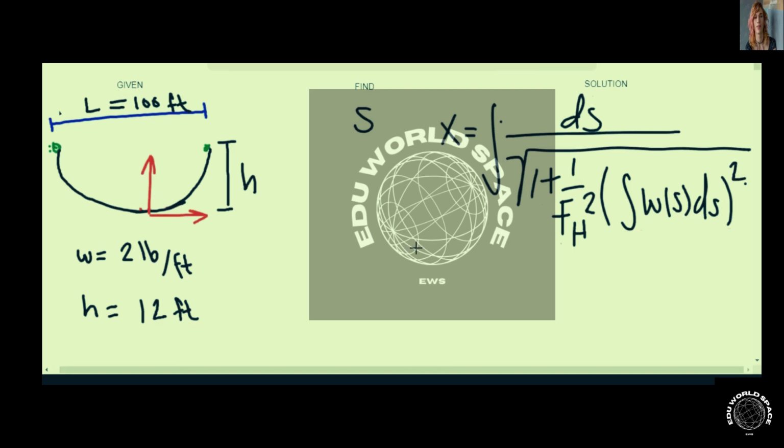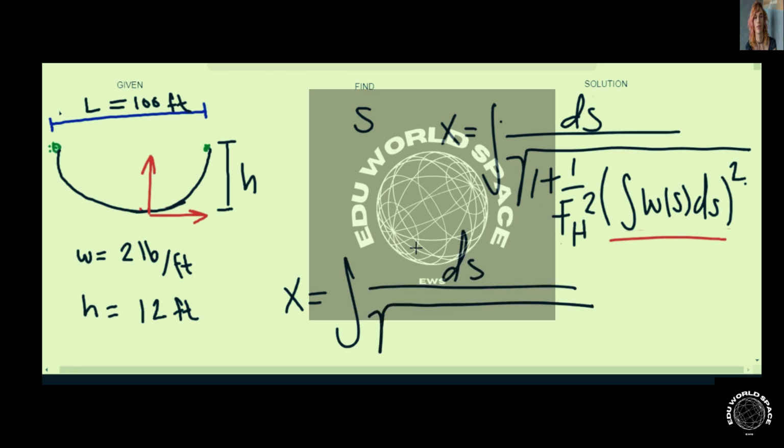Now, if we replace w of s with w and take the first integral, our x equation will become the integral of ds over the square root of 1 plus 1 over F_h squared times (w times s plus c1) squared. Now, the reason we have a c1, which in this case is a constant, is because we aren't evaluating any of these integrals using numerical values.